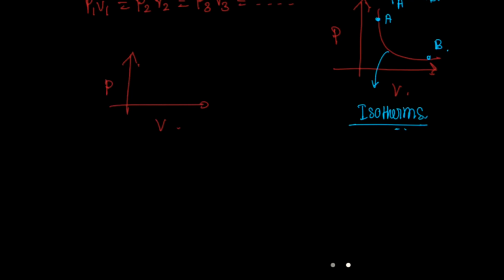Now, if I draw the same curve one more time, one more curve, for this curve the temperature is T1, and for this curve the temperature is T2. Now, you have to tell me the relation between T1 and T2: whether T1 is greater than T2 or T2 is greater than T1. Okay, I guess you have thought about it. Now, the answer is going to be that T2 is greater than T1.